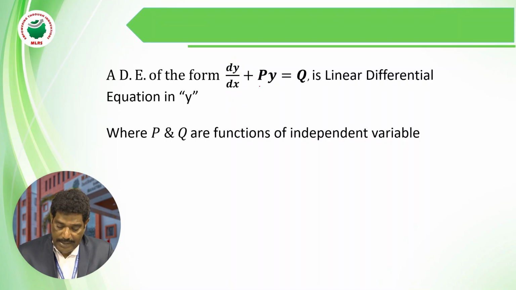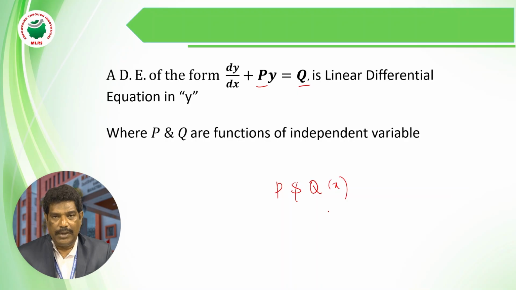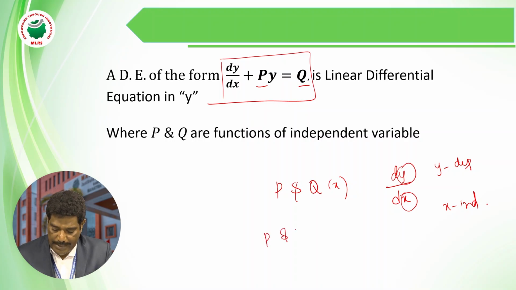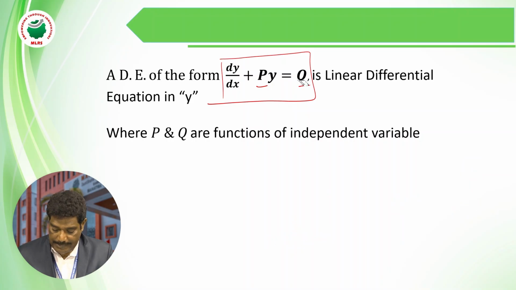And the functions p and q both are functions of the independent variable x. In this differential equation, the derivative is dy by dx. Here y is called the dependent variable and x is called the independent variable. So both functions p and q are functions of the independent variable x only, right?